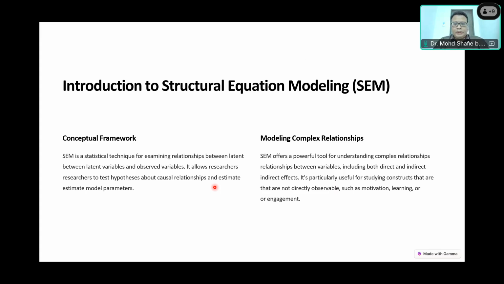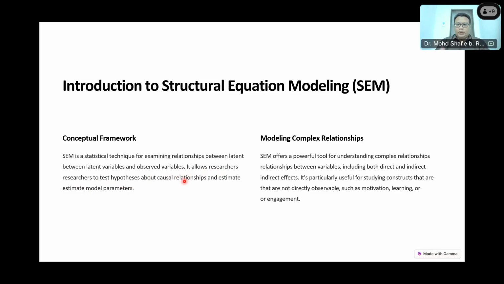Okay, what is actually SEM? SEM is a statistical technique for examining relationships between latent variables and observed variables. So we have two variables, dependent and independent variables. What we can do using SEM is understand the relationship between these variables. It allows researchers to test hypotheses about causal relationships and estimate model parameters.